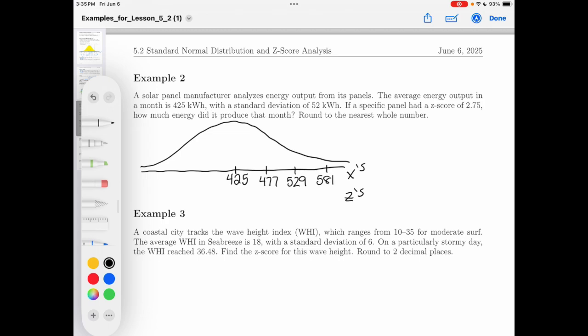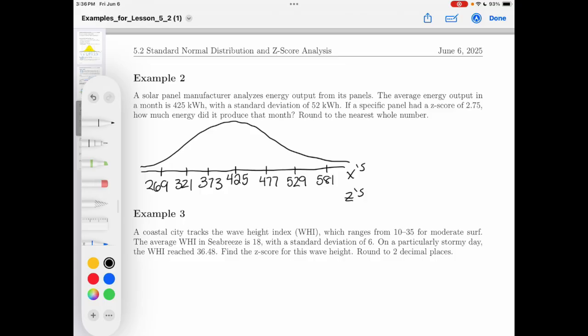Now, going in the other direction, I would have to subtract. So I'm going to take 425 and subtract 52. That's going to give me 373. And then when I subtract 52 again, that gives me 321. And then one more time, that gives me 269. So these are my data values that correspond to the content of the question.